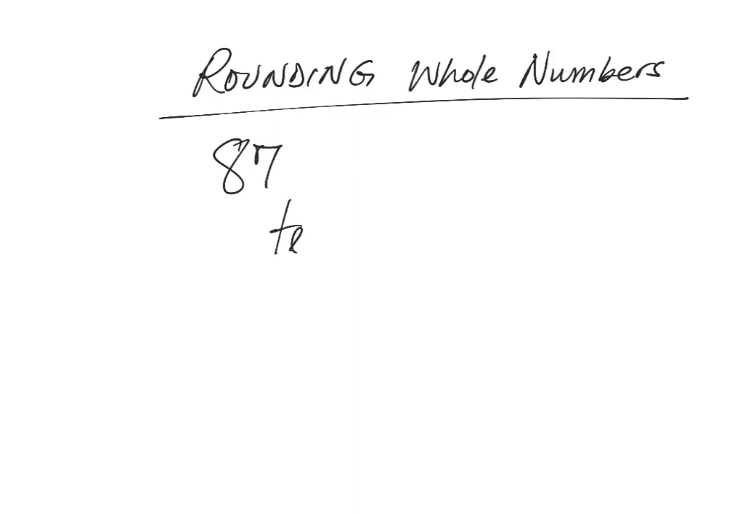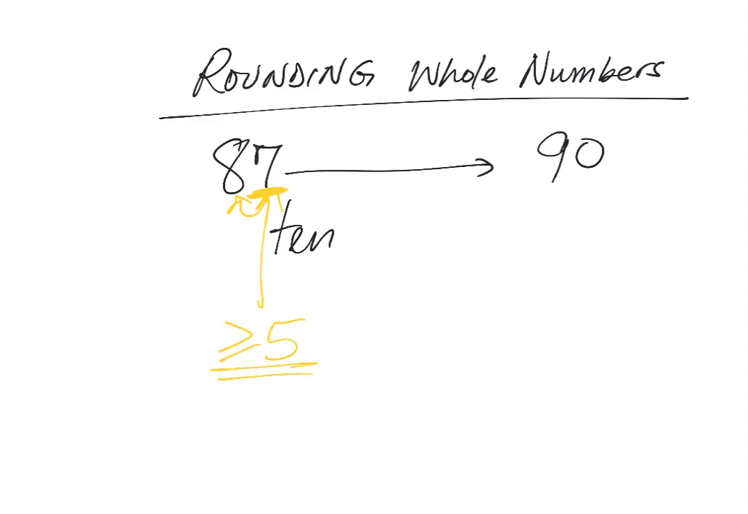So if I give you the number 87 and I ask you to round it to the nearest 10, then you would be rounding it up to 90. And that's because this 7, which is right next to the 8, is greater than or equal to 5. When that happens, we round up. So we need to remember there are situations where they ask us to round up or they ask us to round down.